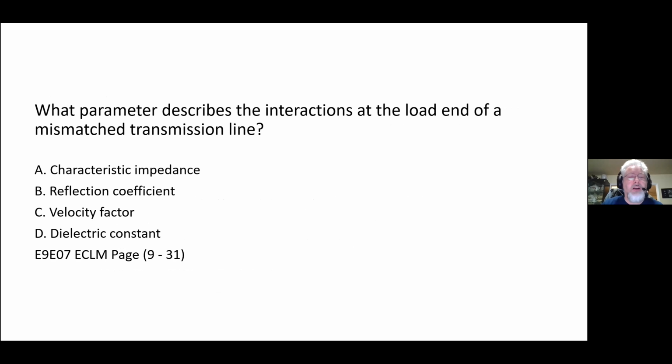What parameter describes the interactions at the load end of a mismatched transmission line? A, characteristic impedance, B, reflection coefficient, C, velocity factor, or D, dielectric constant? Bravo. Bravo is correct, the reflection coefficient.